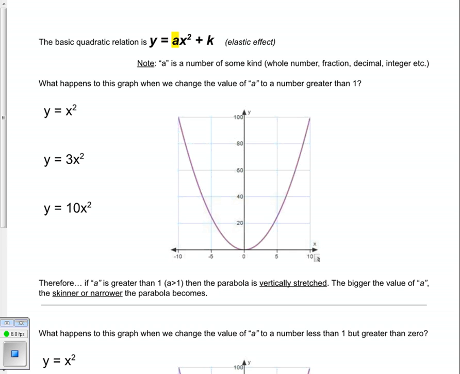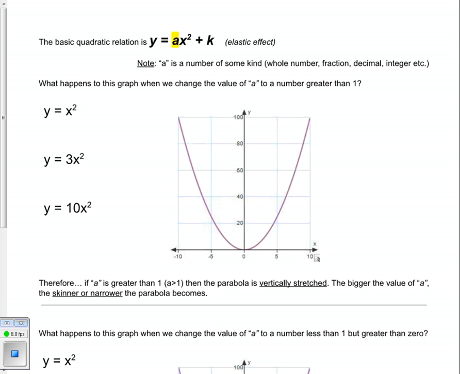So we want to take a look at the basic relationship of a quadratic relationship where it says y is equal to a, which is some value, times x squared plus k. And we'll identify what a, x, and k all are as we go through this. And please be aware that the a value just represents some number. It could be a whole number, it could be a decimal, it could be a fraction, it could be a positive number, it could be a negative number, it doesn't matter. It's just some number. Okay?